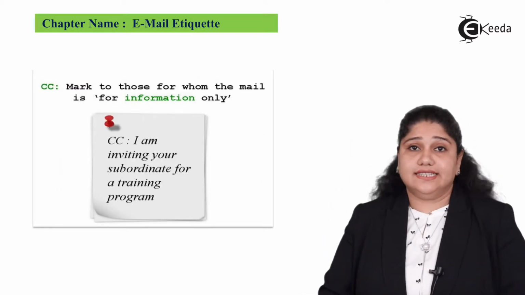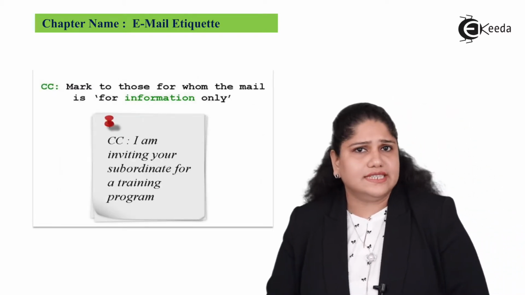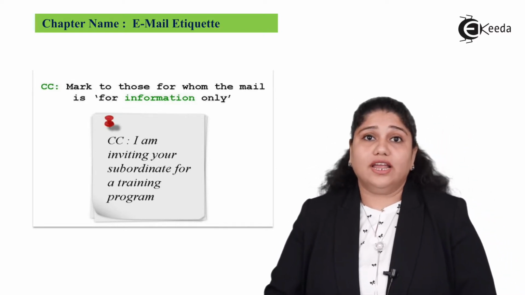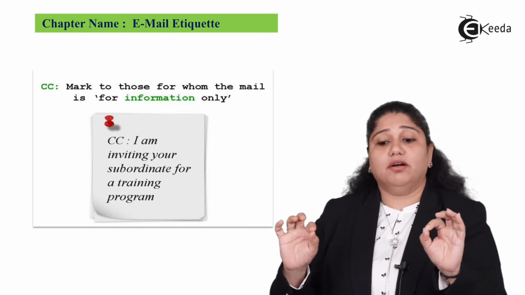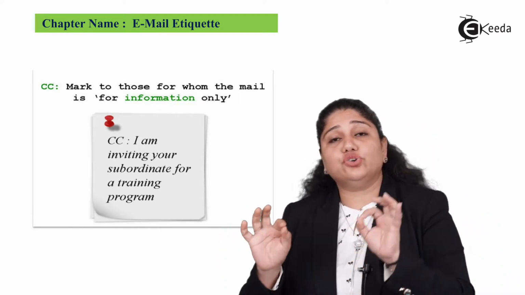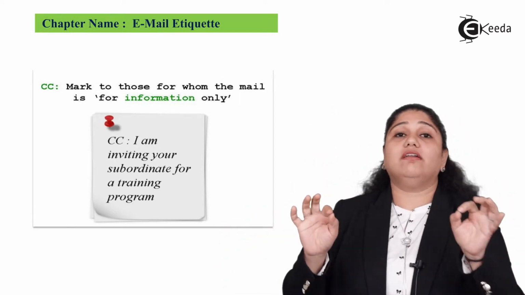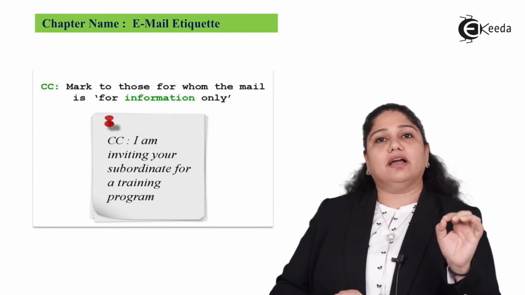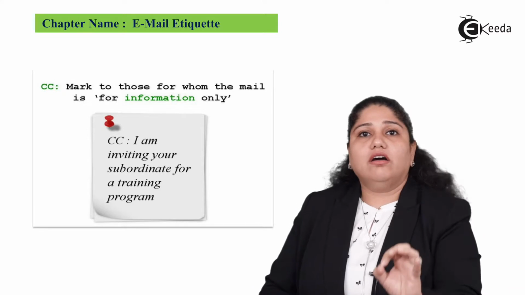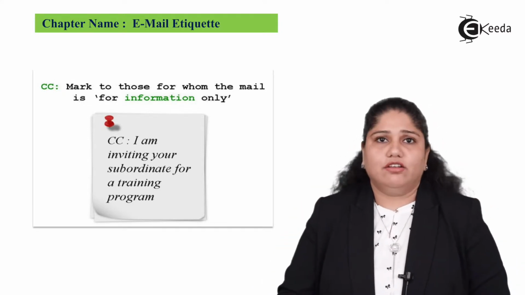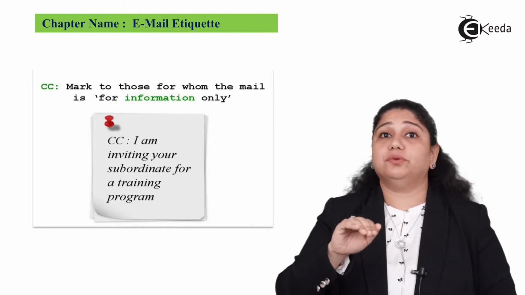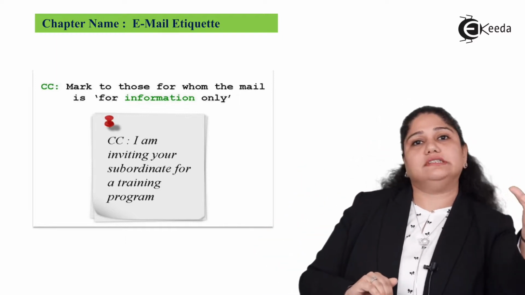Now when we say CC, do we really know what CC is? CC is basically marked for certain people, so the mail should go only to those who are relevant for that particular information. Suppose I'm sending a project plan to my colleague and I feel that my boss should know about the project we are planning, I put a CC to him.